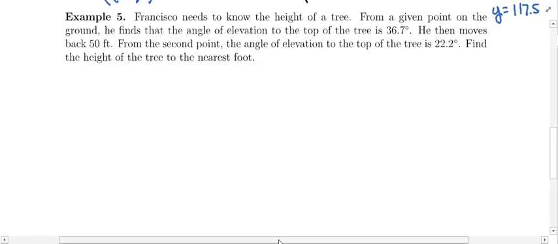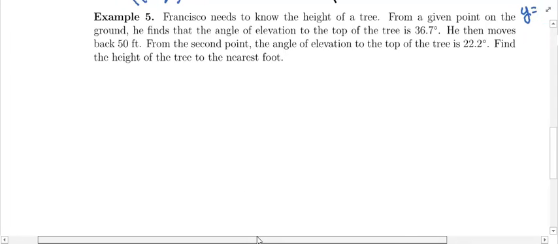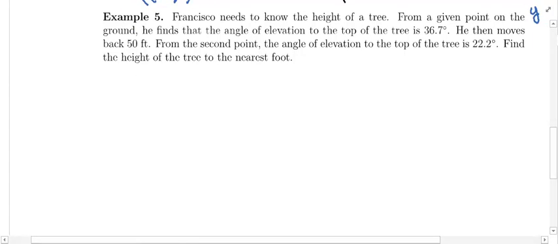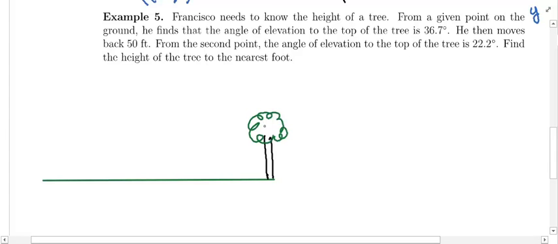All right, we are going to have to draw this out. Let's go ahead and put the ground here. So here's the ground, and then we have this tree somewhere. We'll just say that the tree is right here. Here's the trunk of the tree, and here's the top of the tree. So here's a tree, and Francisco's trying to come up with the height of this tree. So we've got to draw Francisco.